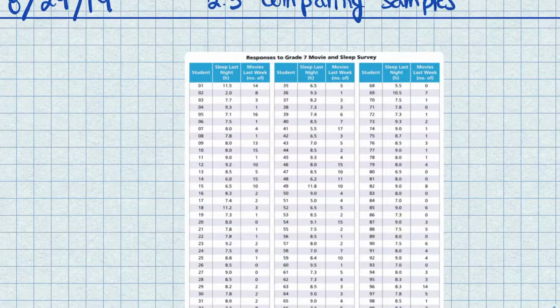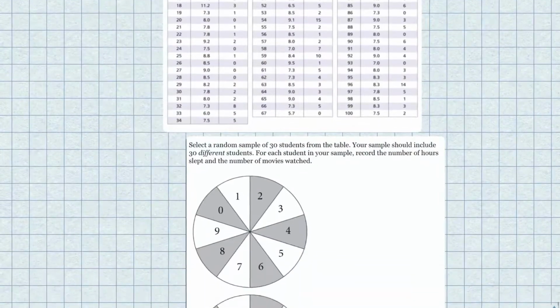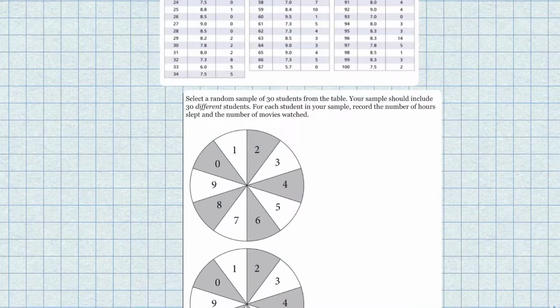The first thing we need to do is randomly select 30 students. See the directions there? It says select a random sample of 30 students from the table. Your sample should include 30 different students, so that means no repeats. No repeats, okay? Then for each student in your sample, you're going to record the number of hours slept and the number of movies watched.